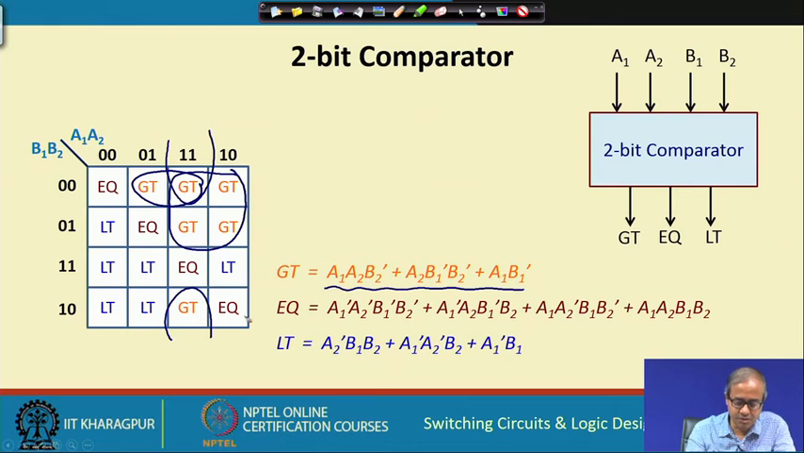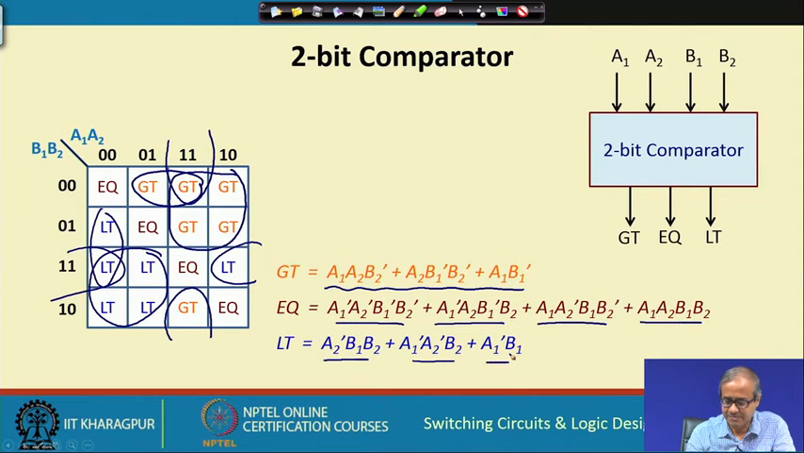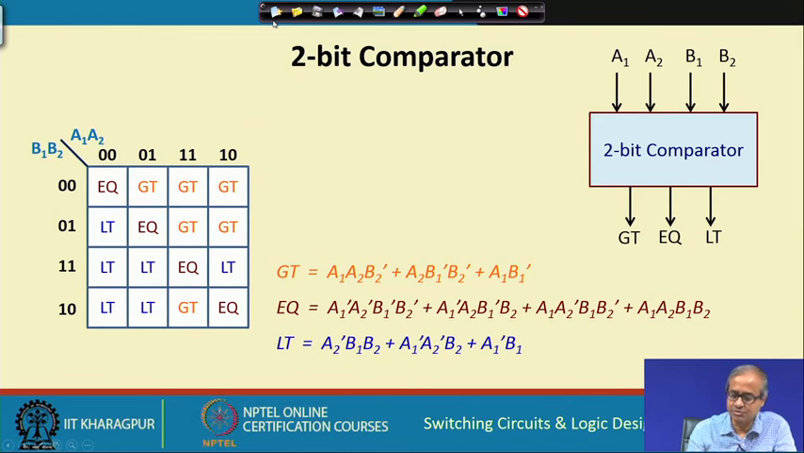This EQ cannot be minimized any further, there will be 4 terms with all containing 4 literals. For LT also, you can combine this 4, you can combine this 2, you can combine this and this. So, there will be 3 terms. So, a 2 bit comparator is also relatively easy to design, you can do it in this way.